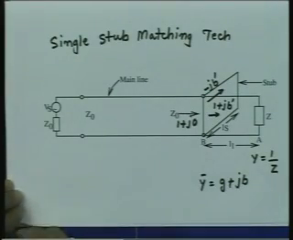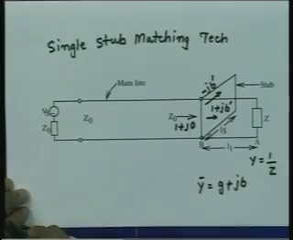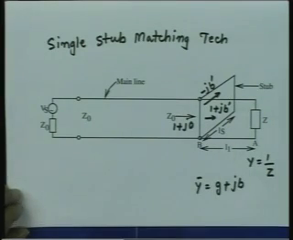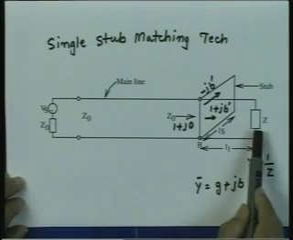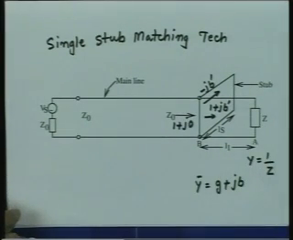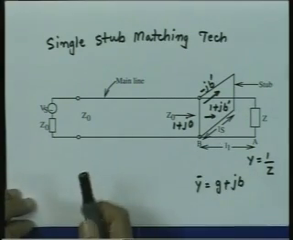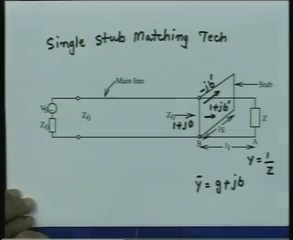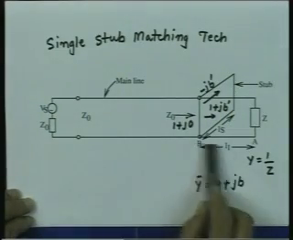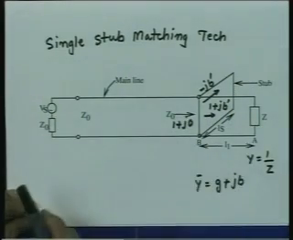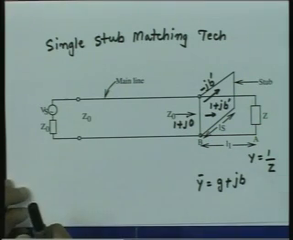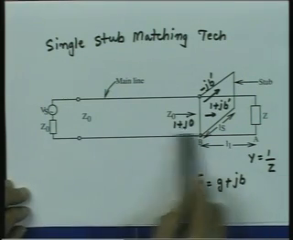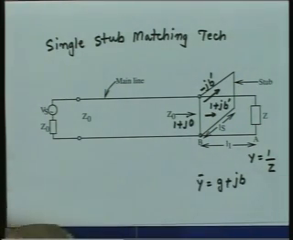This technique, however, has a small drawback, and that is that the location of the stub depends upon the impedance to be matched. Many times it is possible to connect the stub to the line. It is easy to vary the length of the stub, but it is not always possible to really change the location of the stub, because once the stub is connected to the line, it is not easy to move the location of the stub.